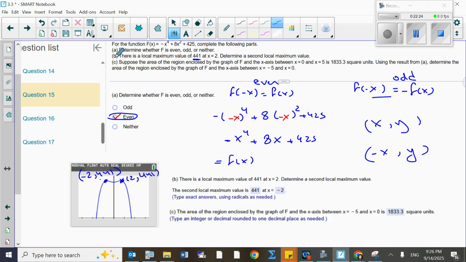Because I'm already given that the area between 0 and 5 is 1833.3, and that's this part. You see, this is the area under the graph, which is between 0 to 5. Now, what is the area between 0 to negative 5? That's the opposite side of that. And since they are symmetry, that is also going to be exactly equal to this. And I don't even have to calculate anything. Just by looking at the graph, I know there are symmetry. So left and right side of the graph are exactly like each other.